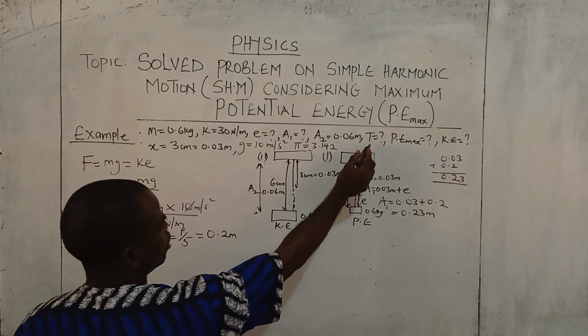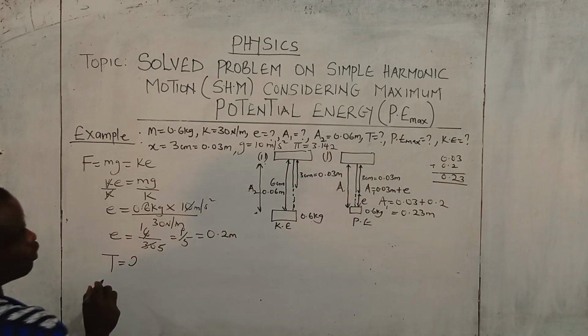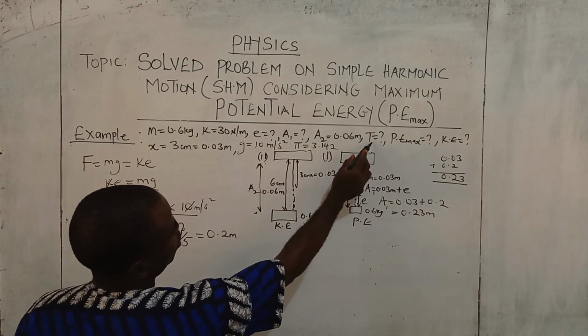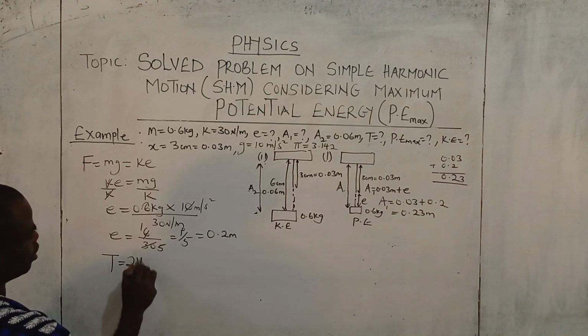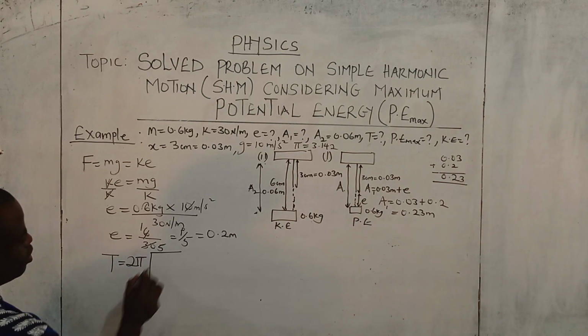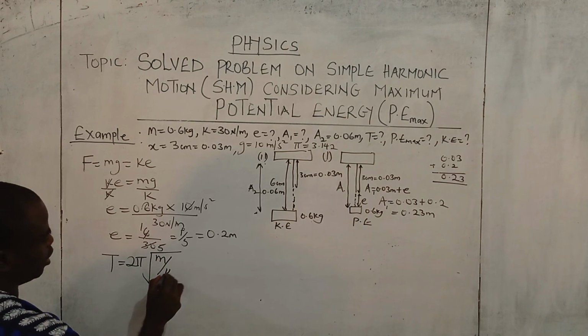Move into period. Let's solve the problem, which is the third problem, which is period. Period is 2 pi square root of m over k.